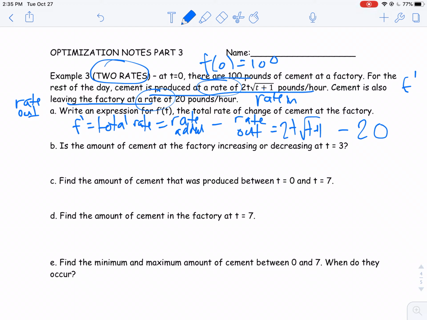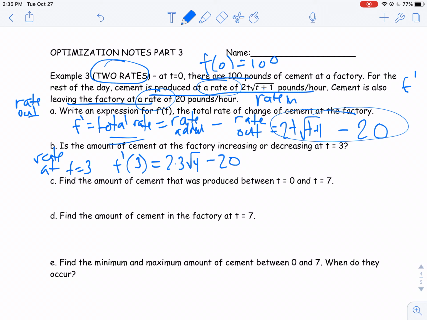So that's saying at time t, if you wanted to find the rate of change, I would plug in that point in time. So for example, part B: is the amount of cement in the factory increasing or decreasing at time 3? Well, we find the rate at t equals 3, which is F prime of 3. I just plug in, this is my total rate equation. So that's 2 times 3 times rad 4 minus 20. So that's 2 times 3 times 2 is 12 minus 20, so that's negative 8. So F prime of 3 is a negative number, so that means the amount is decreasing because my total rate is negative. If it was positive, of course, we'd be increasing.